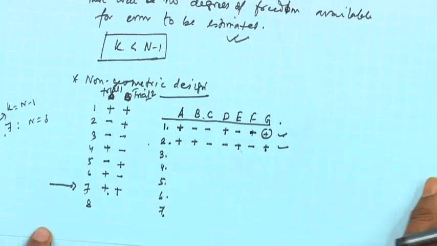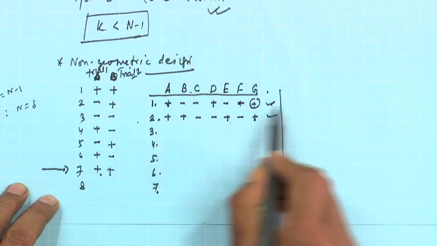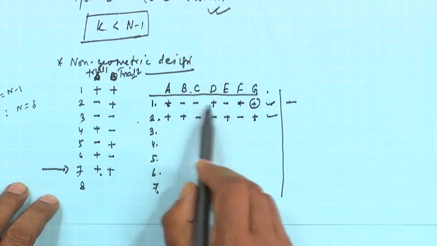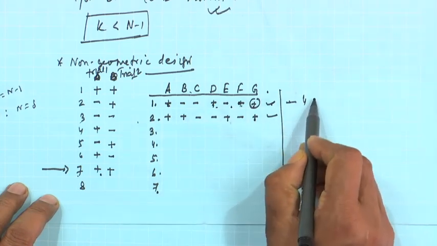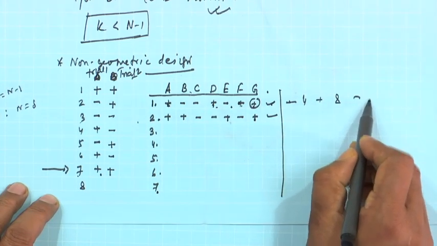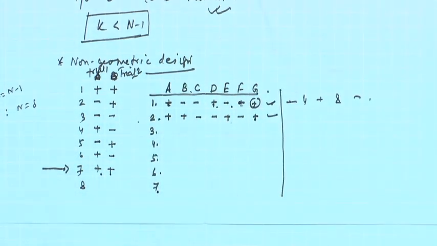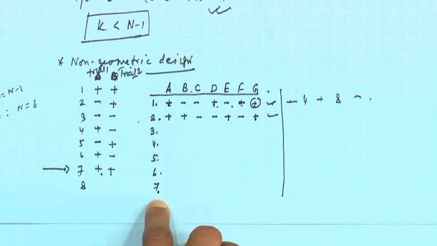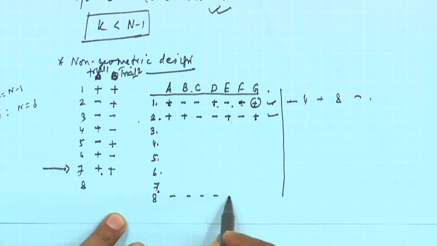So, then what will happen ultimately? You see in the first trial how many plus? 1, 2, 3, 4, and how many minus? There are 3. 4 plus and 3 minus. So, you repeat this process up to the 7th, and for the 8th run put all minus.